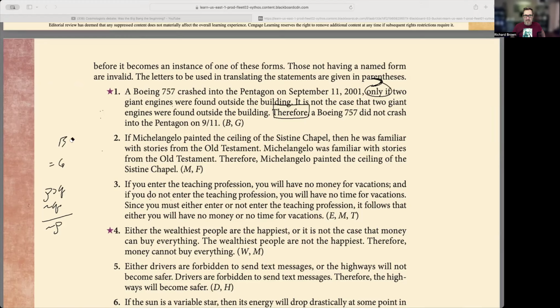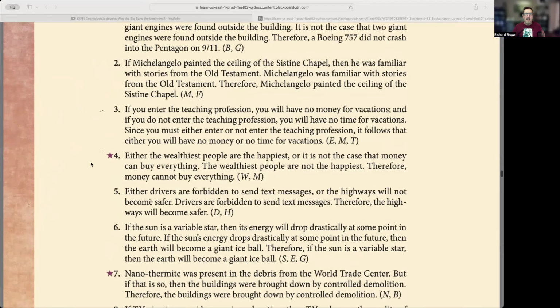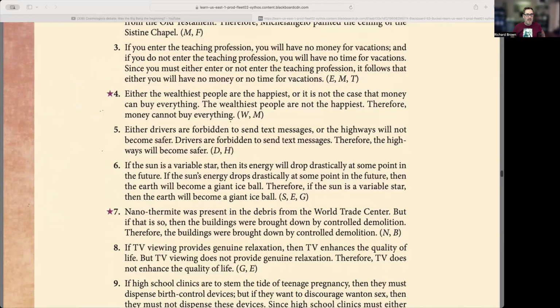Remember, I don't pick this book because I endorse the examples that are used. I think that's a weird one. Okay, but nonetheless, so moving on to number 4 here.